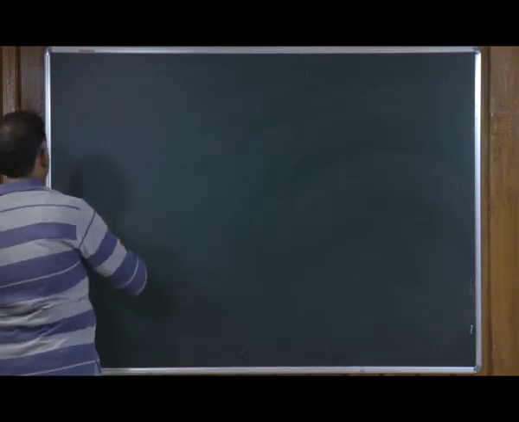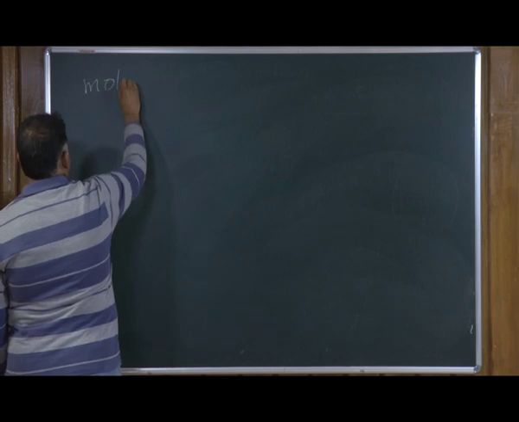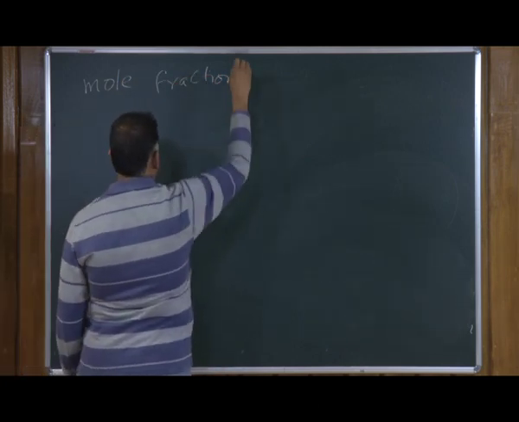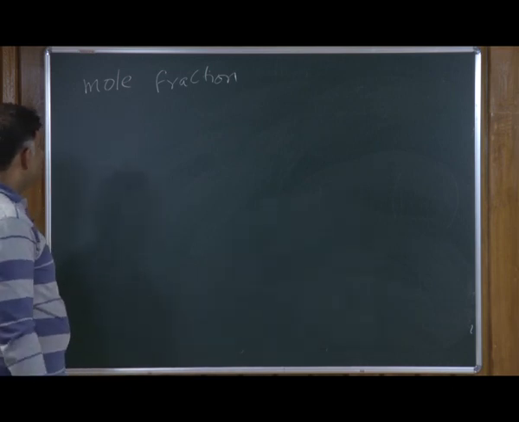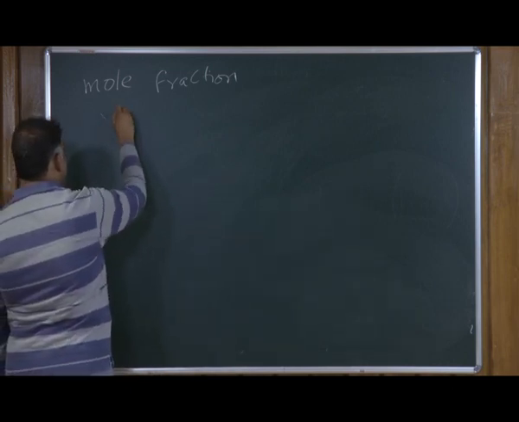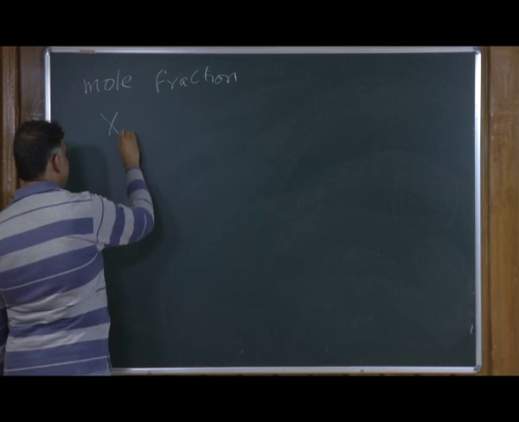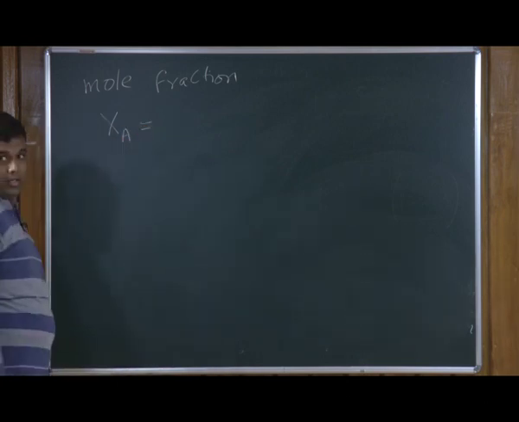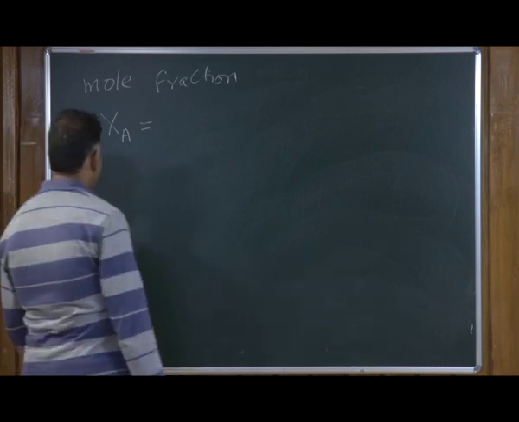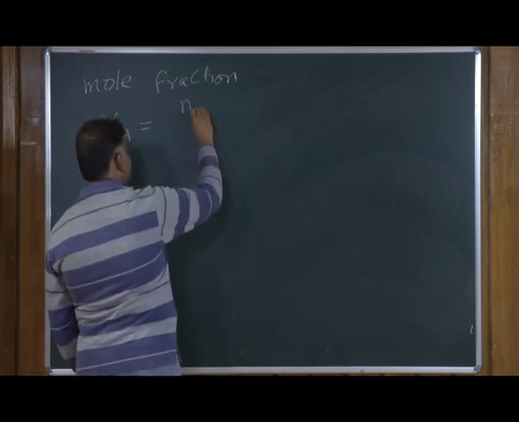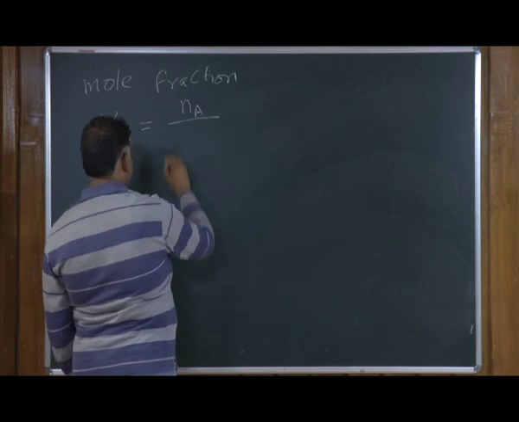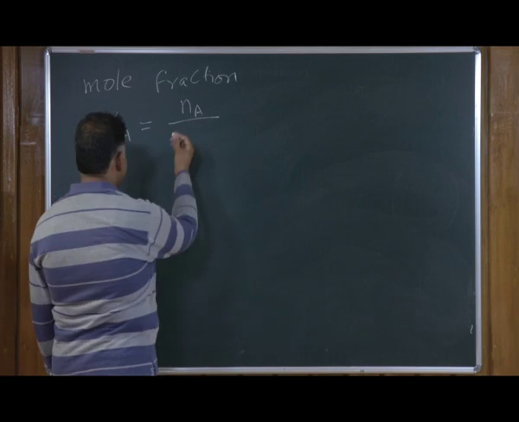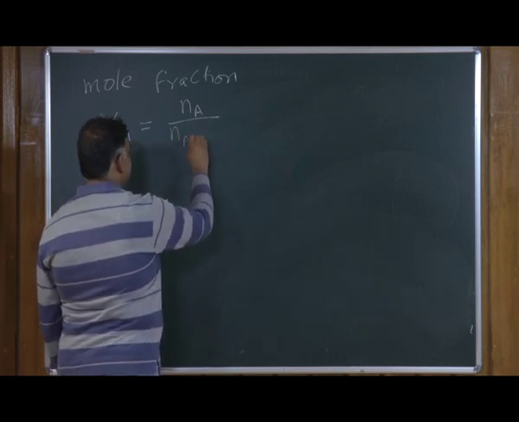So, we are next going to discuss mole fraction, and the usual symbol used for mole fraction is x. For component A, the mole fraction of component A in the solution will be defined as moles of A divided by total number of moles. If this is a binary solution, with two components A and B present, then X_A would be simply Na divided by Na plus Nb.